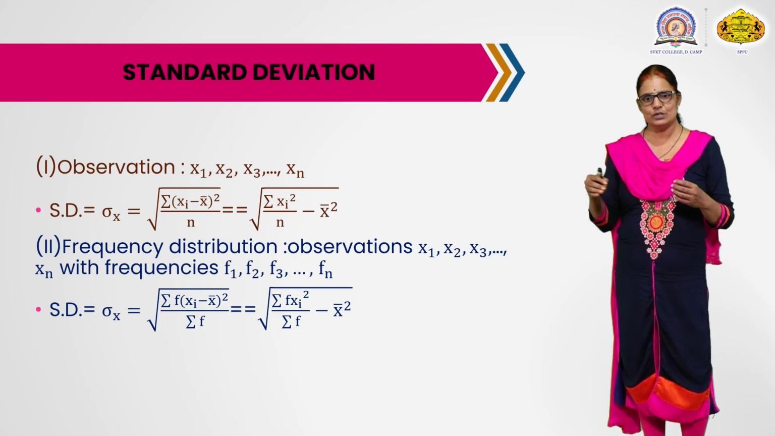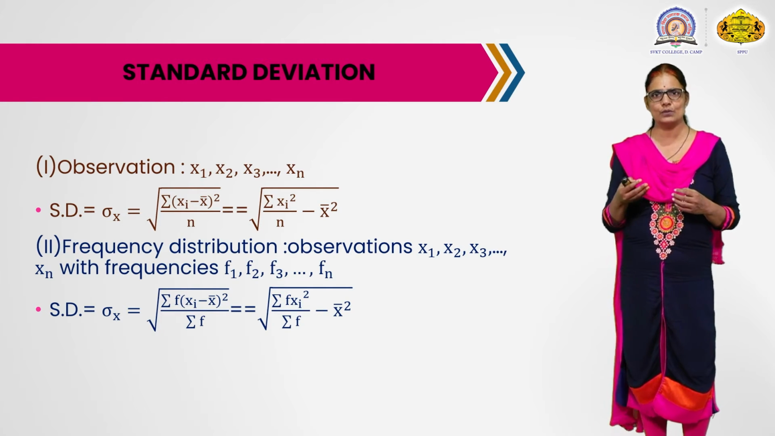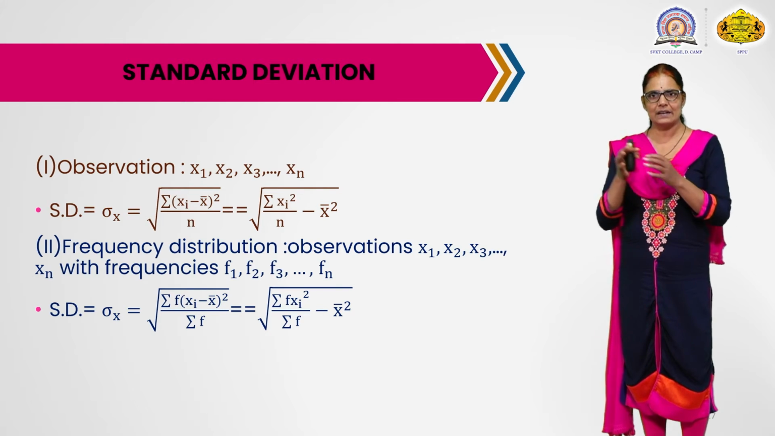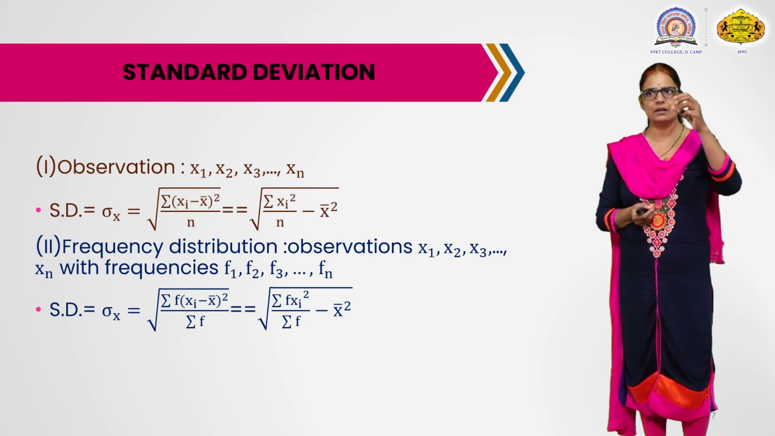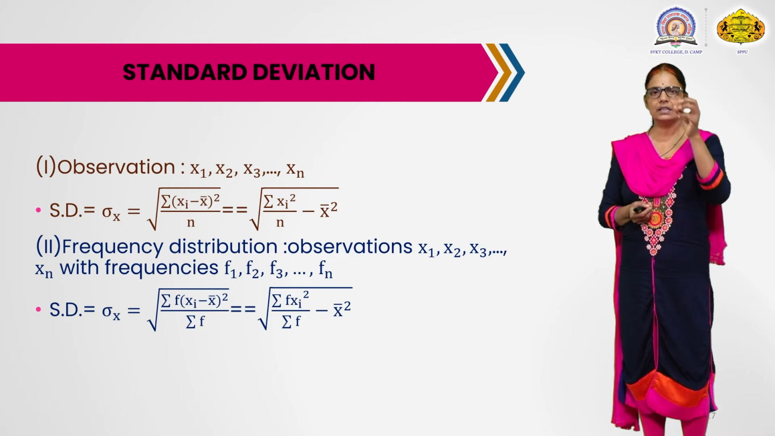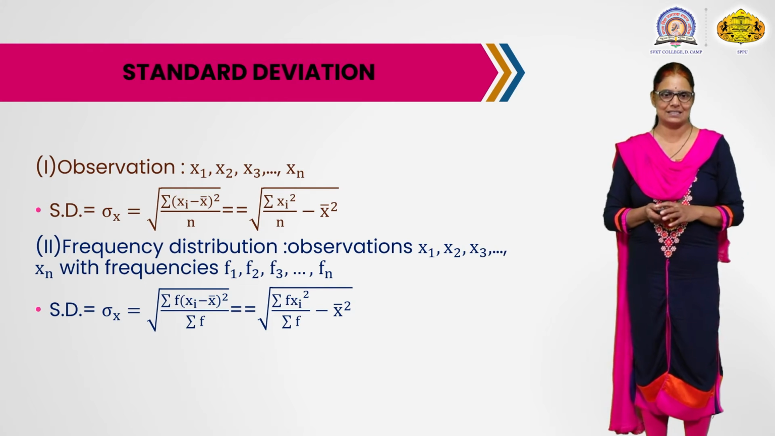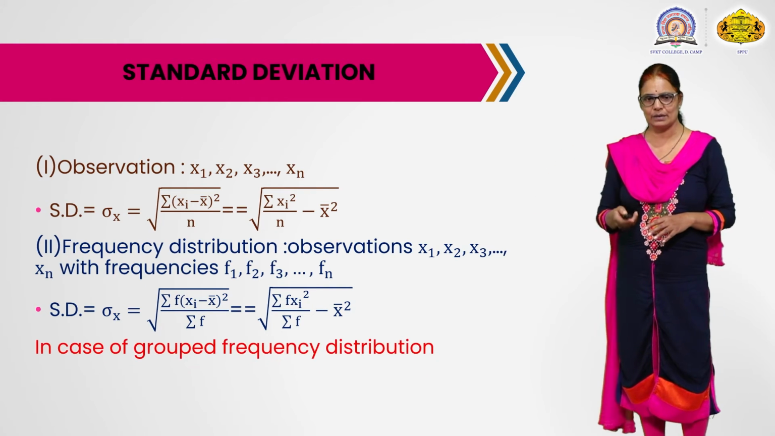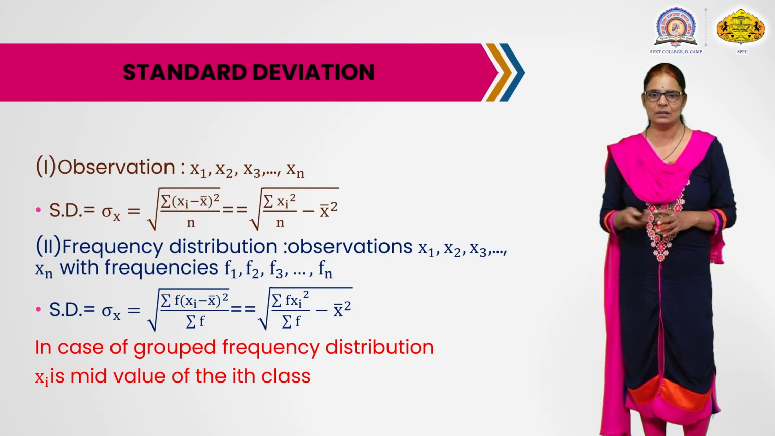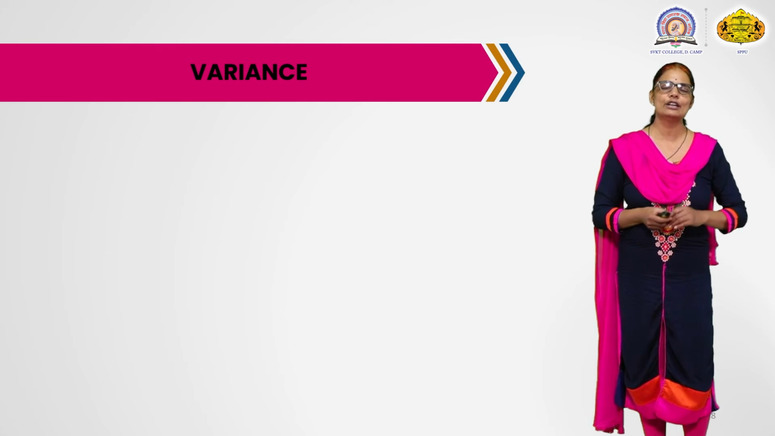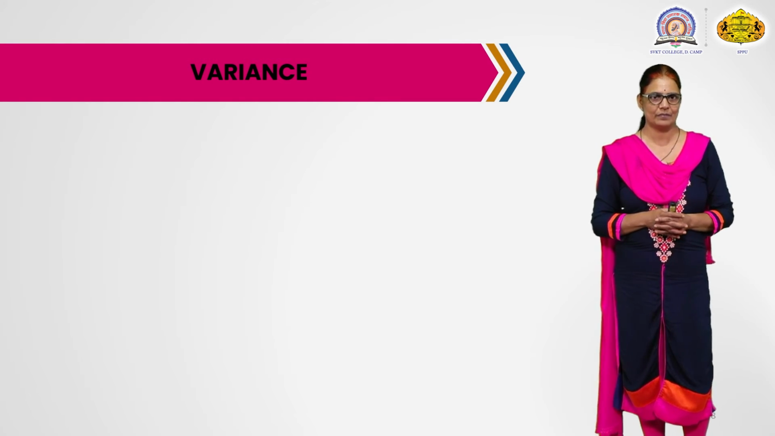Second, observations with the frequencies f1, f2, fn. And third, classification with classes. Classes are given and frequencies are given. So suppose in case classes are given, then we take x1, x2, x3 as the midpoints of the corresponding classes. So this is one change, and remember, in case of group frequency distribution, xi is the mid value of the ith class. Calculate the mid value of each class and use the same formula here.